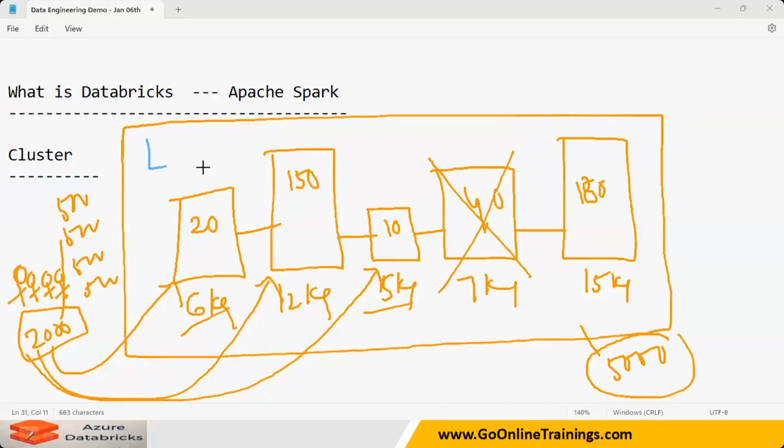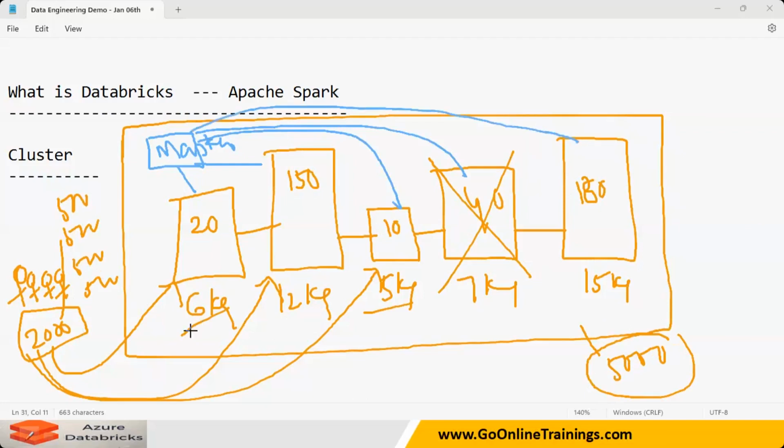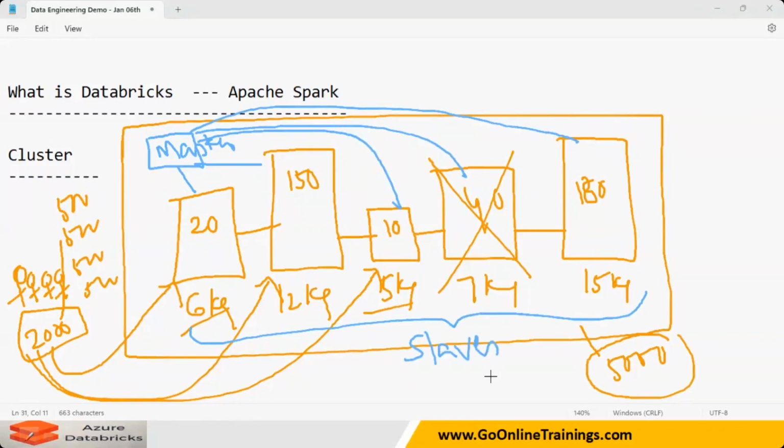You will have a master node. This master machine is going to be monitoring who's doing what. It is going to be controlling who's doing what. One master node, and all the others, I told you, labor, are called slaves. So in the cluster, you will have one master machine, which is also a computer, and the remaining are called labor. Labor means one more smaller machine.